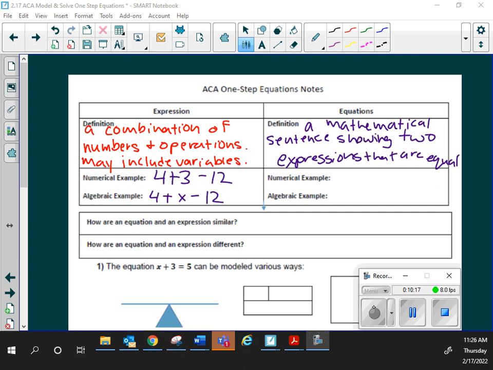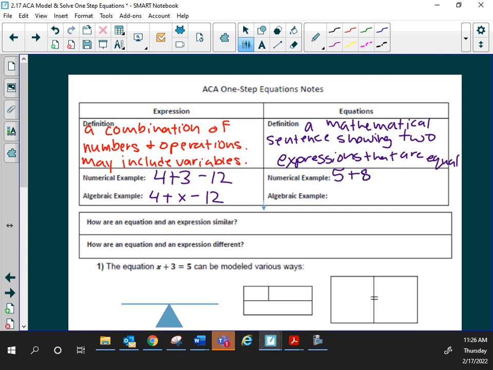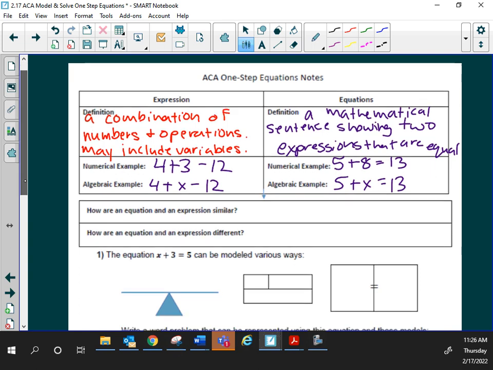So for example, 5 plus 8 equals 13. Does it have an answer? Yes, it's an equation. It has an answer. So like 5 plus x equals 13. Now, can I plug in any number for x? No, it has one set value. In this case, x would equal 8. And we'll get into that in just a second.